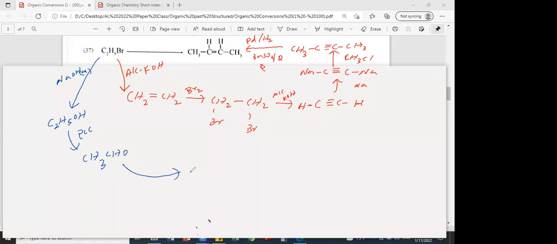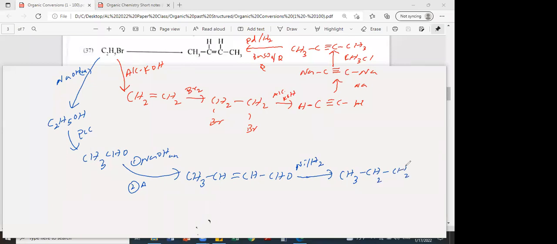Then she has done with aldol. CH3CHO. Okay, you can do with aldol also. You can put aqueous NaOH, number 1, and then number 2, you can heat. Then you get the double bond directly, CHO. Then nickel hydrogen gives CH3CH2CHO.